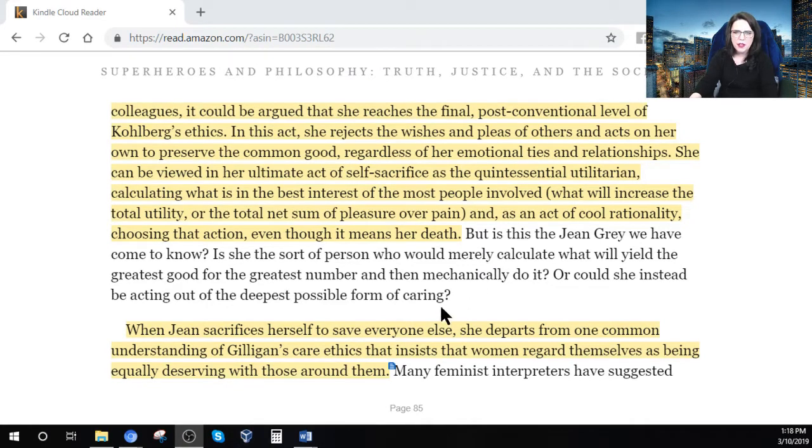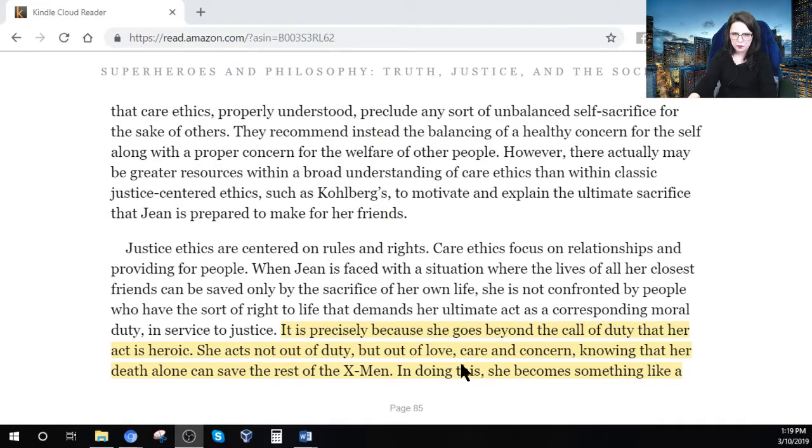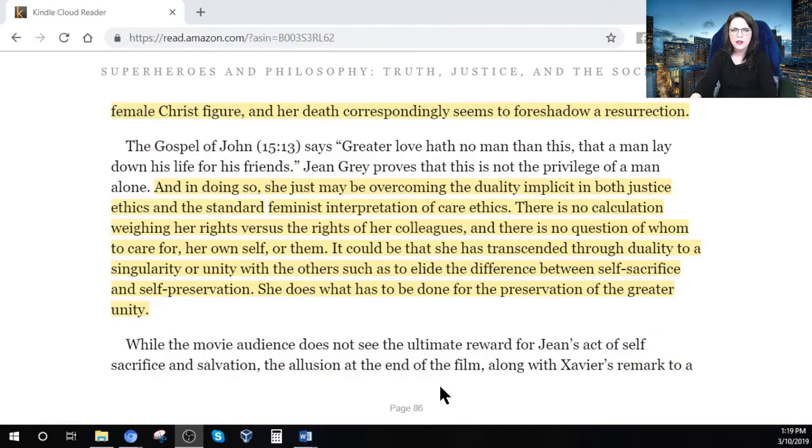So what Housel does is she says Jean sacrifices herself, and this is one common understanding of Gilligan's care ethics, is that women regard themselves as being equally deserving of those around them. But Housel goes on to say, if you move on page 85, is precisely because she goes beyond the call of duty that the act is heroic. She acts not out of duty, but out of love, care, and concern, knowing her death alone can save the rest of the X-Men.